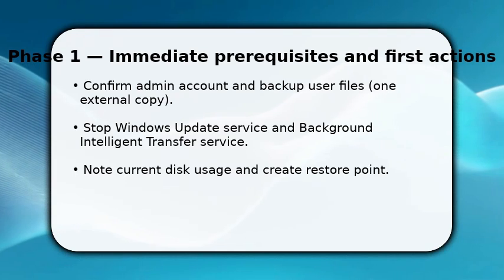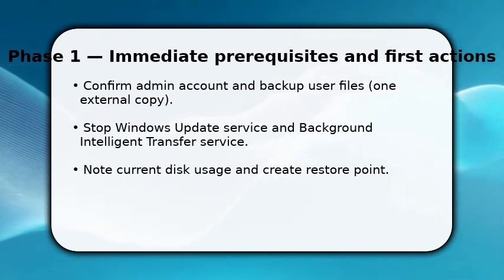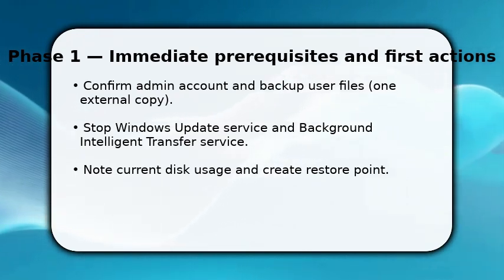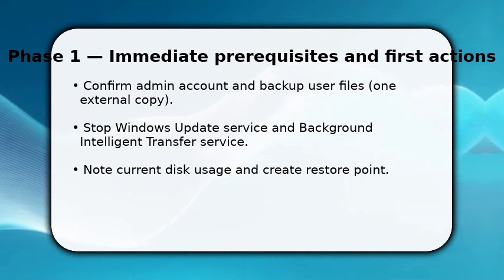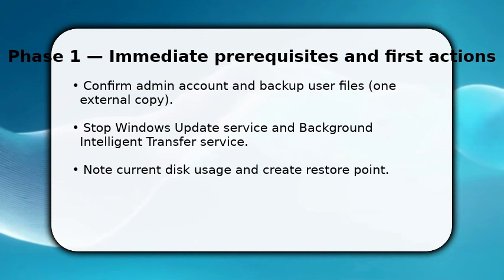You need administrator rights and a quick backup before you touch system files. First, open services and stop the Windows Update and BITS services so files aren't in use. Once stopped, open Disk Cleanup as administrator and choose System Files to get an initial view of update storage.